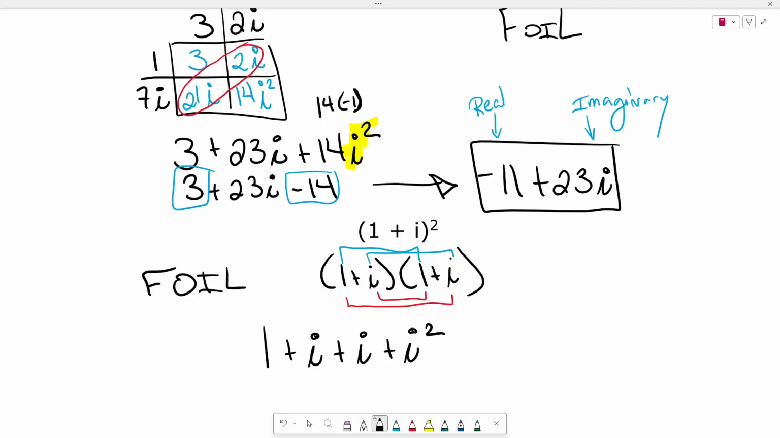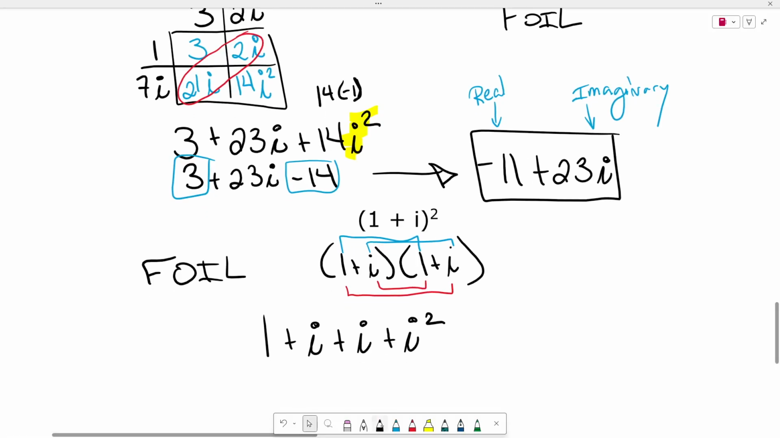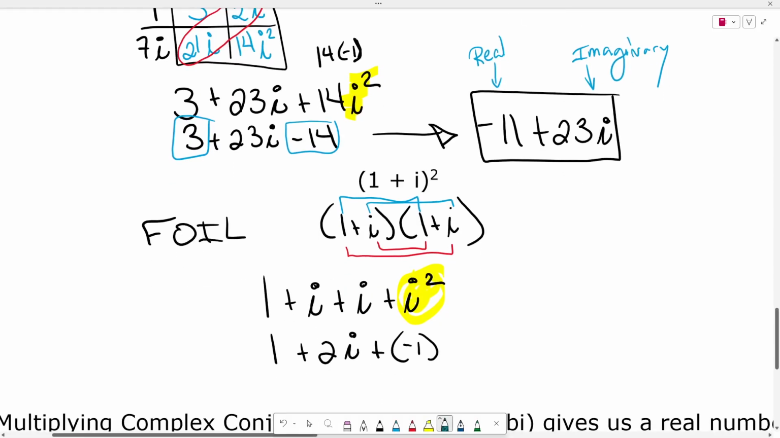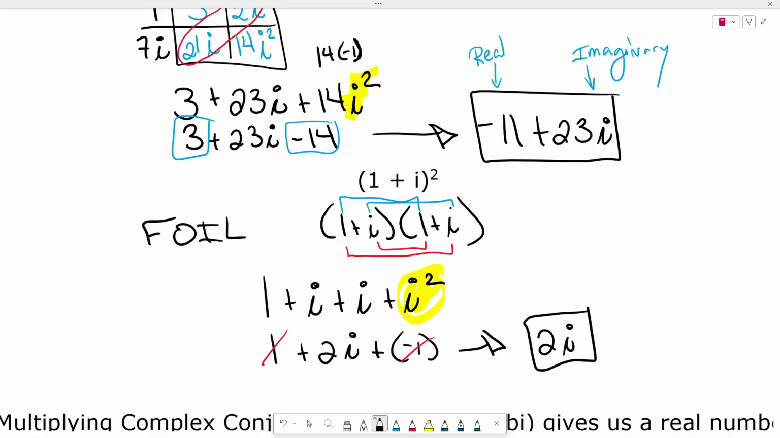And we go through and we collect our like terms. So I got 1 plus 2i plus, oh, remember we can't leave this like this. This really becomes a -1. Now my -1 and 1 cancel each other out, so my final answer is 2i. Don't forget, anytime that you have an i squared, you have to simplify.